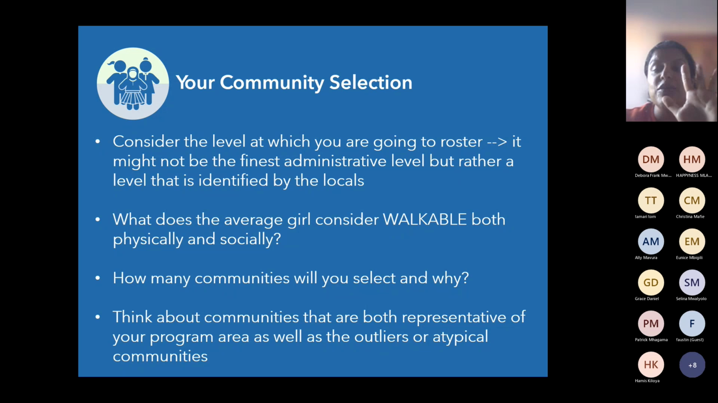Again, you have to think about how many communities you'll select and why. That really depends on the scope and the breadth of your project. You have to think about communities that are both representative of your program area as well as outliers or atypical communities. That's why I say you don't have to roster everywhere, but you do need to get a good sample of places. Let's say a ward would be made up of, like, 20 hamlets, is that right? An average ward?